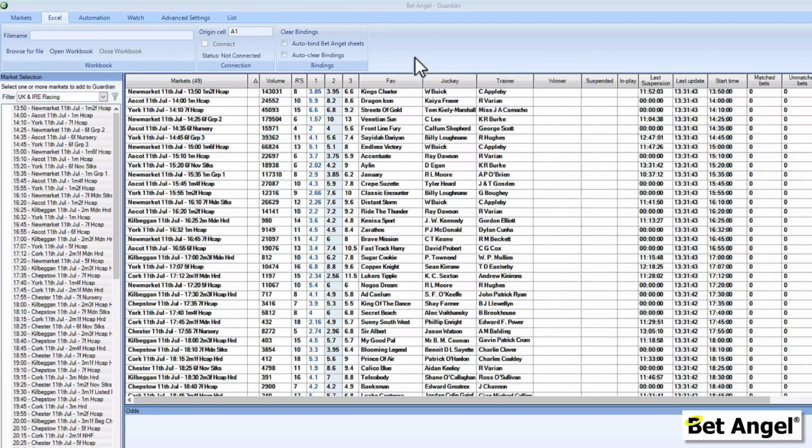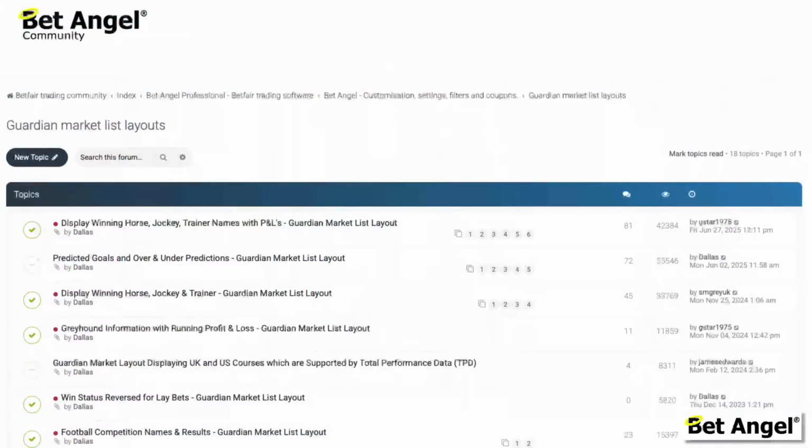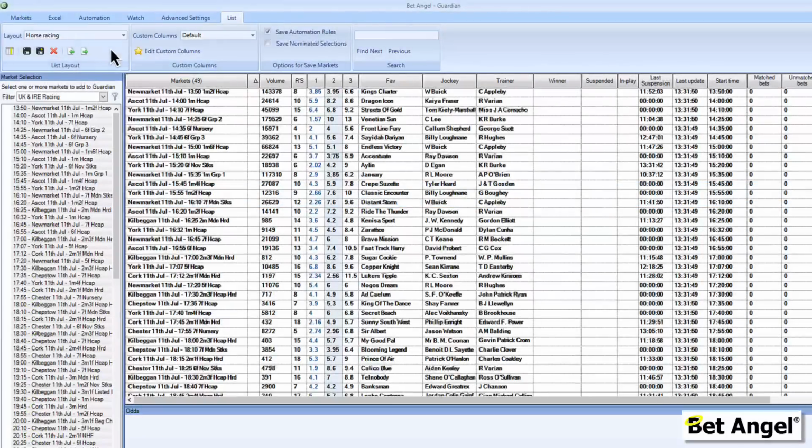So I'm using Guardian lists here, and you can see loads of examples on the forum, but basically when you use the Guardian list, this will allow you to define how you want Guardian to look. So on this particular occasion, I've got it set up for horse racing.